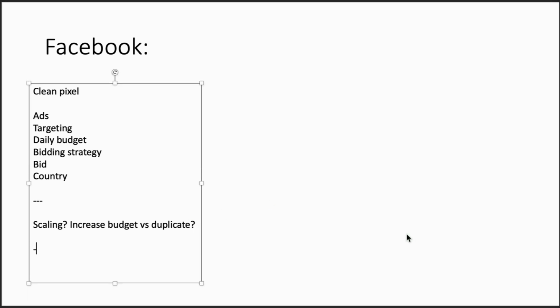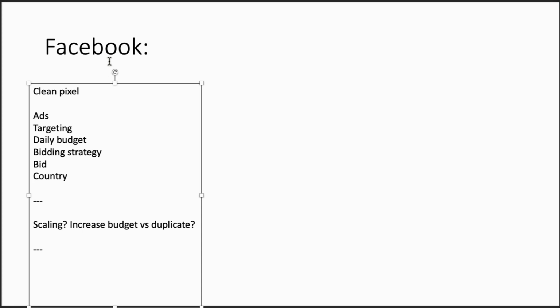Now let's build upon that. Essentially, the first context is the clean pixel and taking care of it, and the second one was to scale properly. The third thing is that, of course, we want to test multiple ads and multiple targetings and multiple bidding strategies in multiple countries, right?